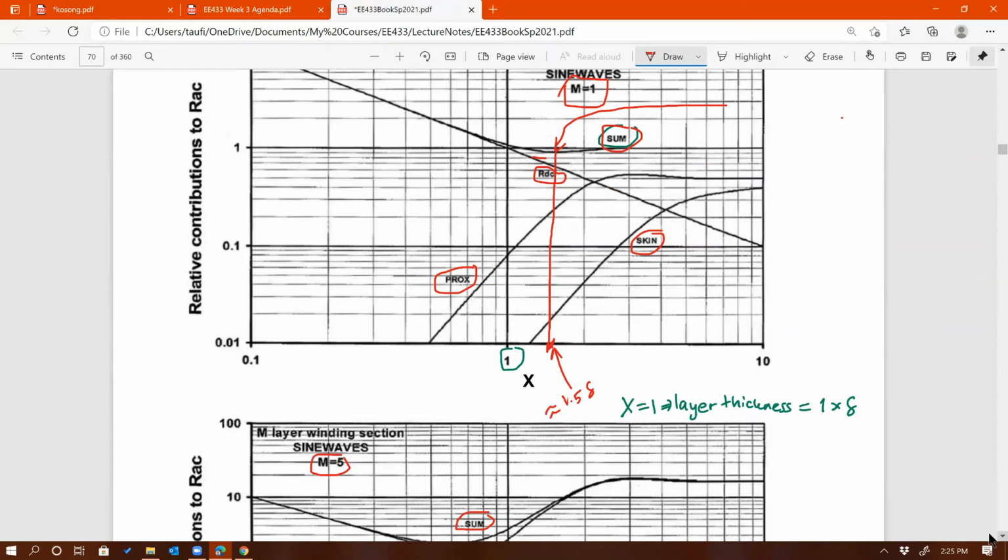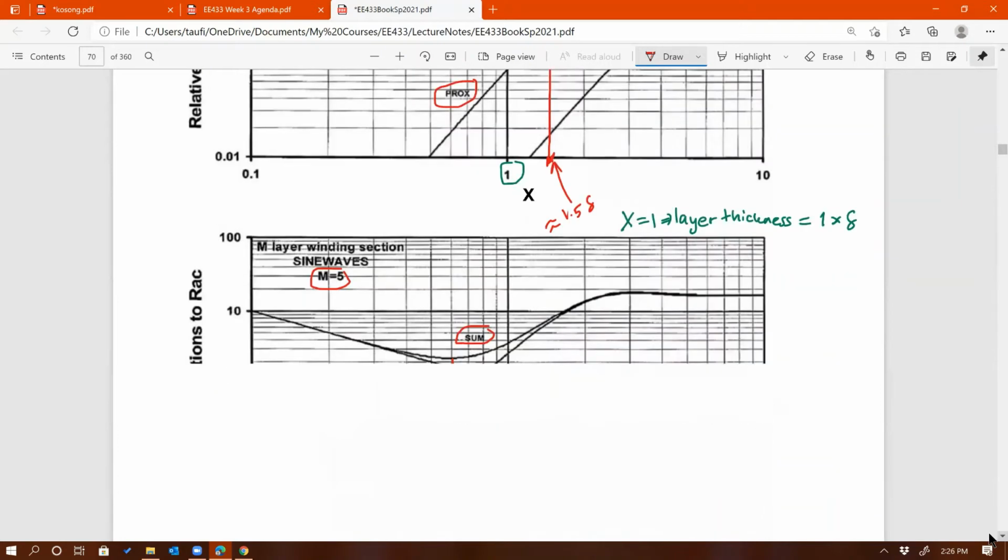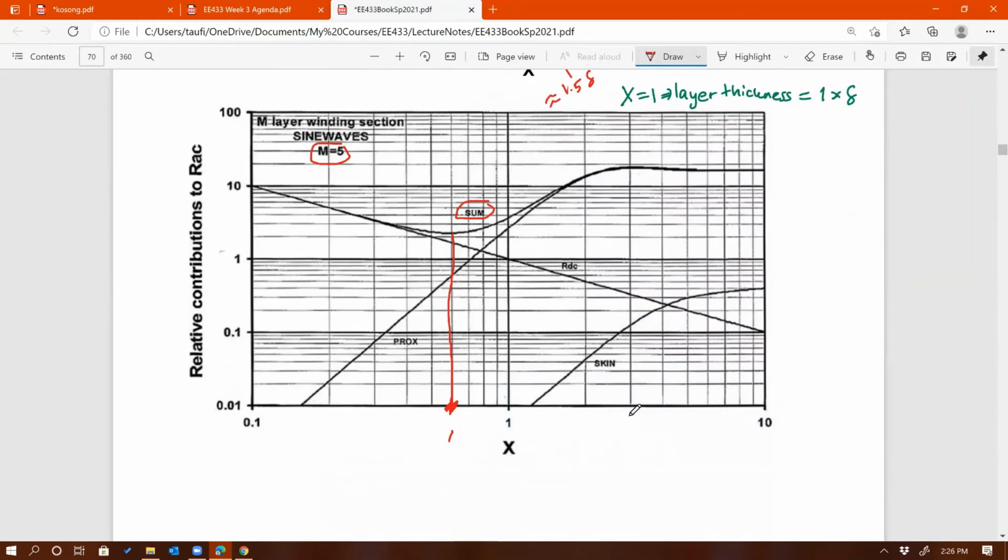Okay, you agree with that? Right. For the next example, it's a different point, right? You can see the point shifted to the left. You increase the number of layers, you can see that the minimum point is shifted to the left. And here, this has about what? 2, 3, 4, 5, 6. That's about 0.6 of the skin depth.